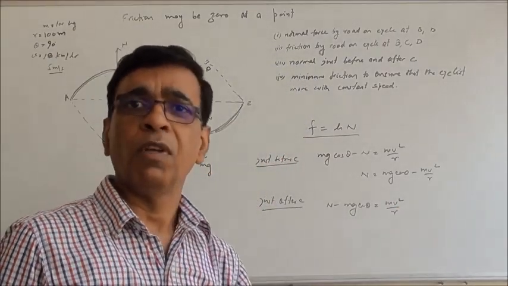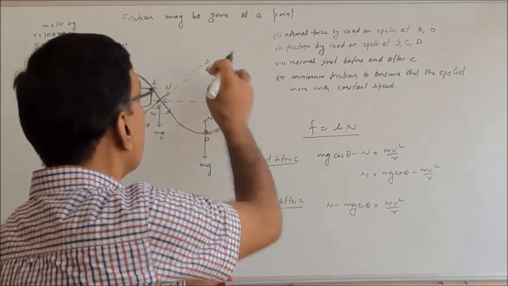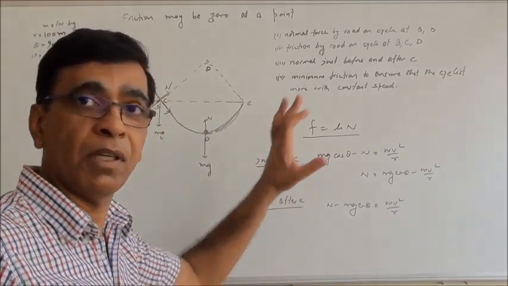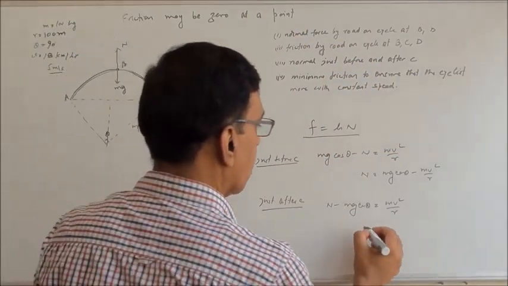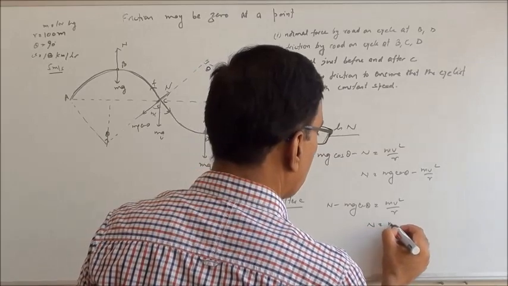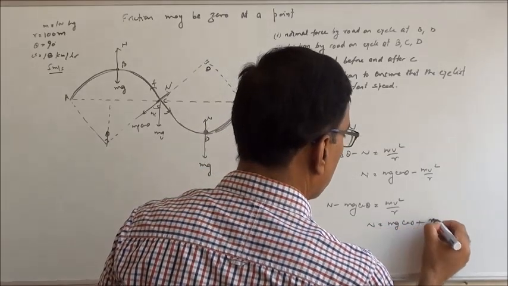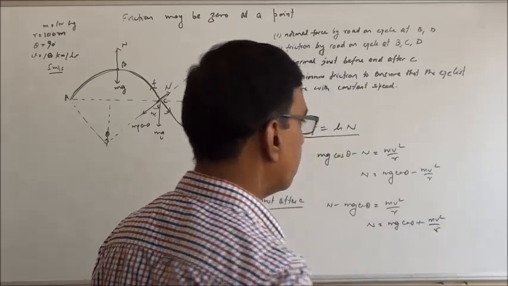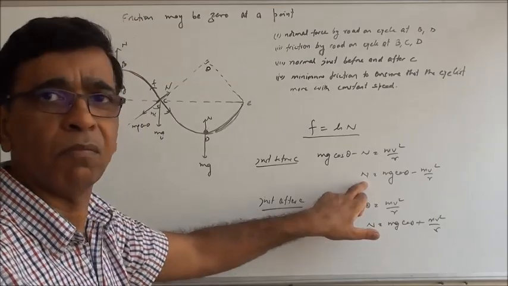One more thing, we can generalize the problem. Even the radius can be different over the two tracks. Even this angle can be different. I'm telling you a general way of solving all these problems. So here N is mg cos theta plus mv square by r. So it's clear in all these that this will be the minimum value of N.